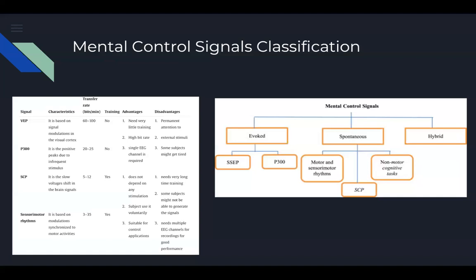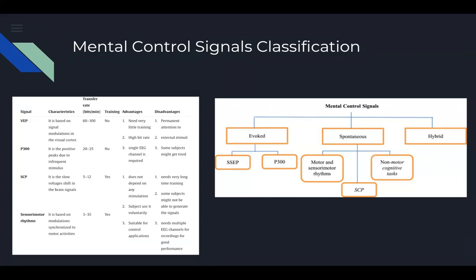This signal is generated when the user receives a stimulus by image, sound, or vibration. And within it there is another category of evoked signal called P300, which is generated when the subject receives a series of stimuli. After that, this signal generates.